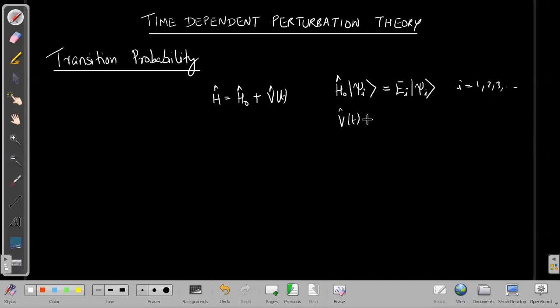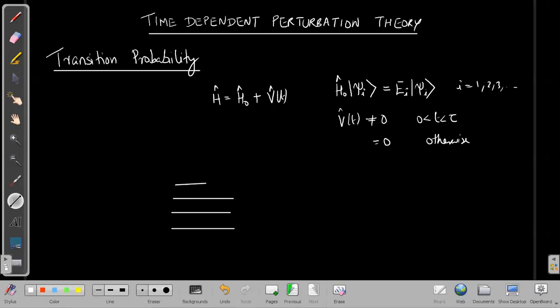The perturbation is not equal to zero for some small time interval tau, and it is zero otherwise. That means the system has some discrete set of energy eigenstates, E1, E2, E3, E4, etc.